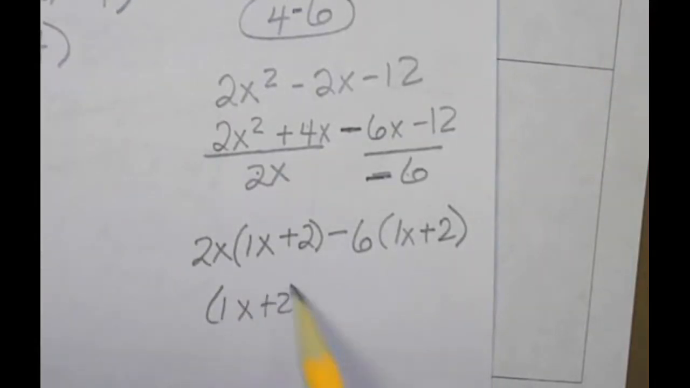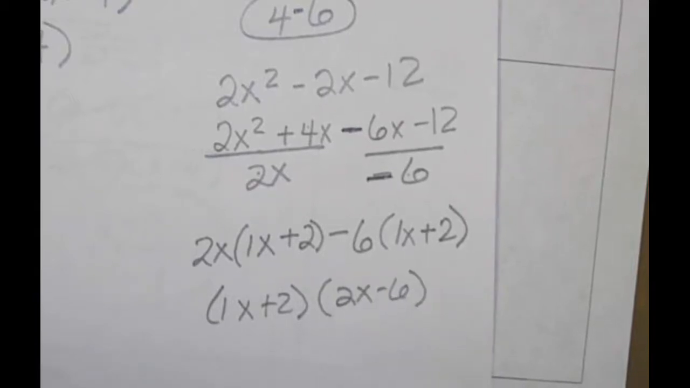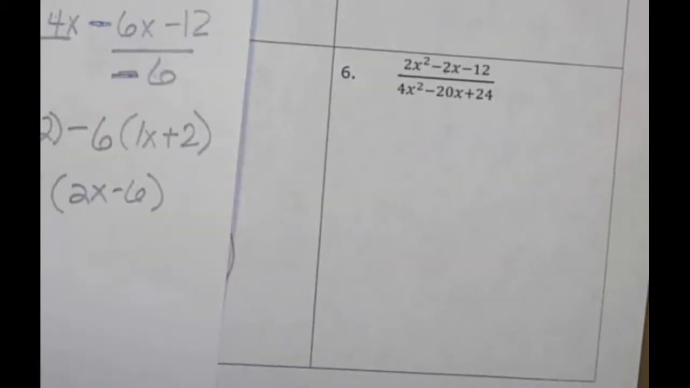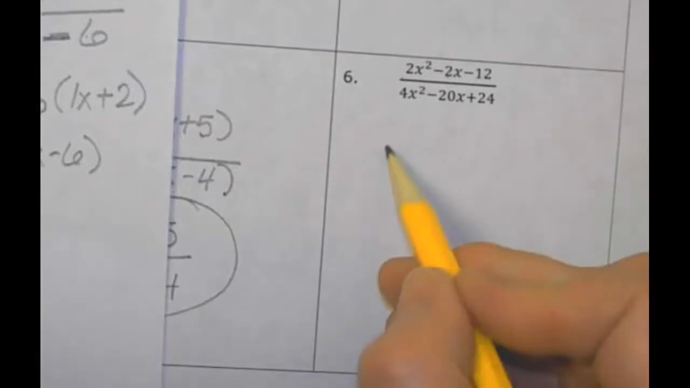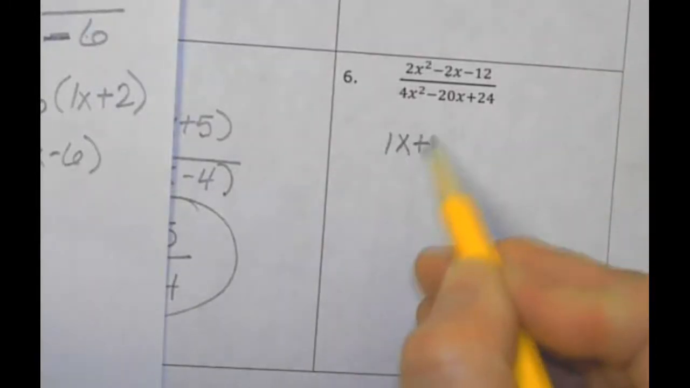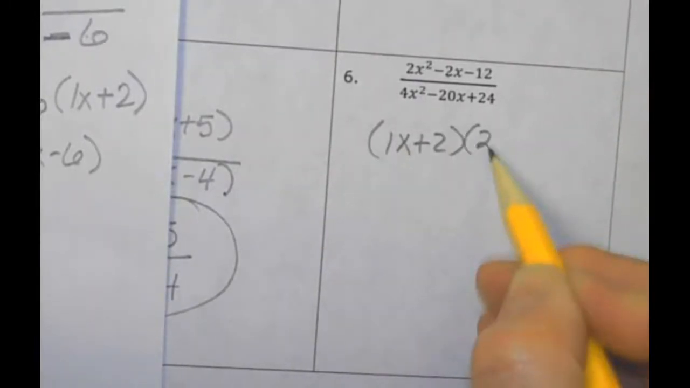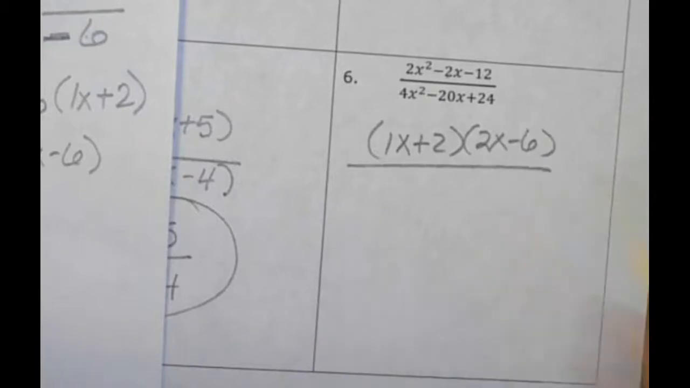1x plus 2 is the common term. 2x minus 6 is the second term. That is the factoring for my numerator over here. 1x plus 2, 2x minus 6.